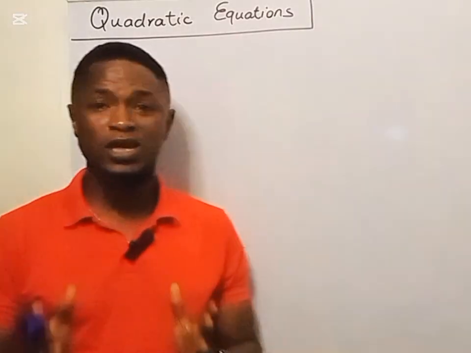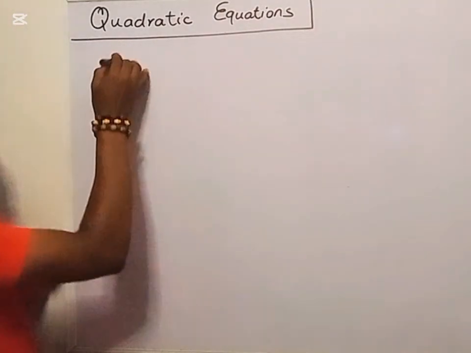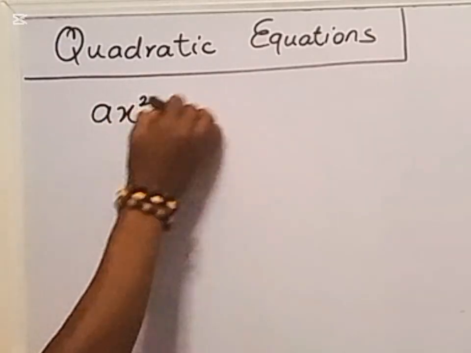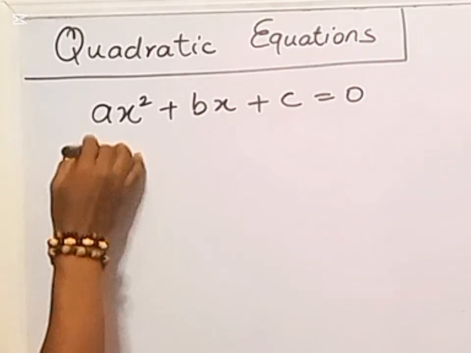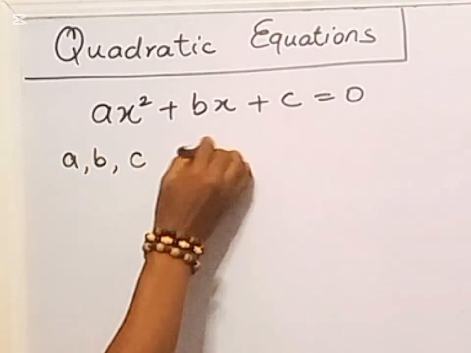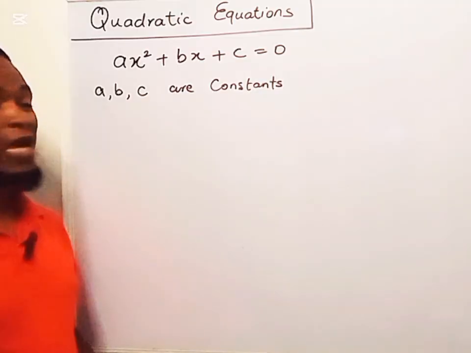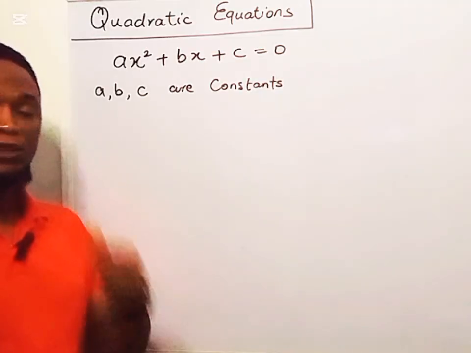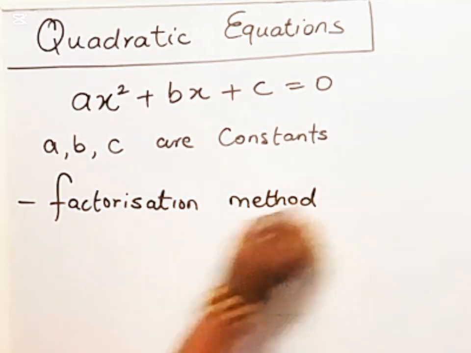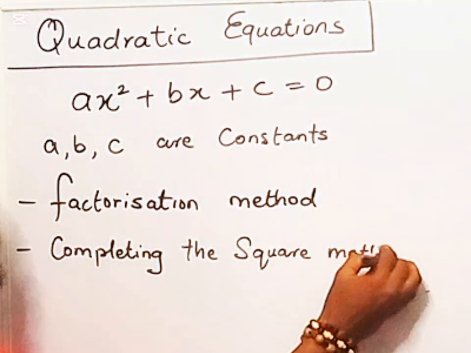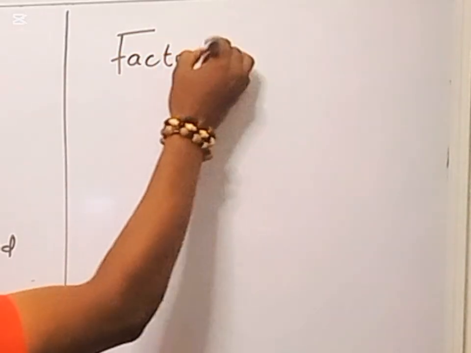So a quadratic equation in mathematics generally looks like this: ax squared plus bx plus c equals 0, where a, b, c are constants. There are three methods you can use to find the roots of a quadratic equation. I'll start with the factorization method.